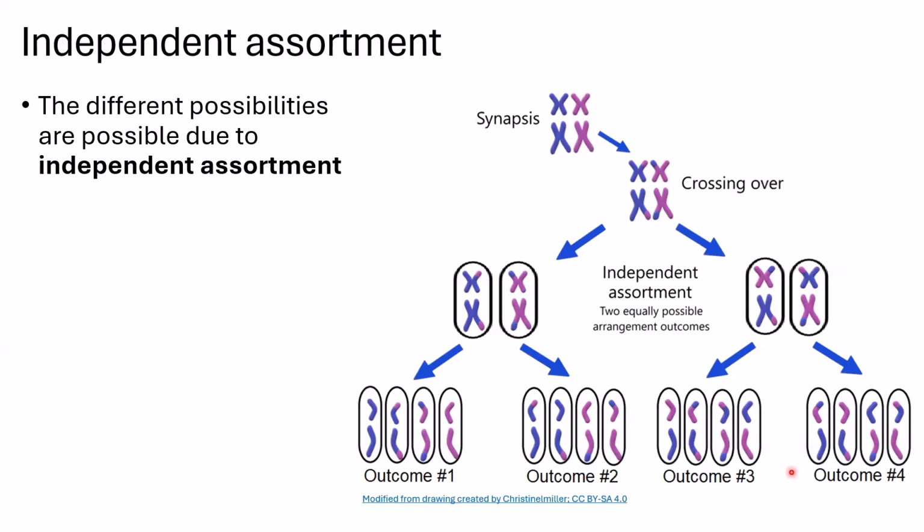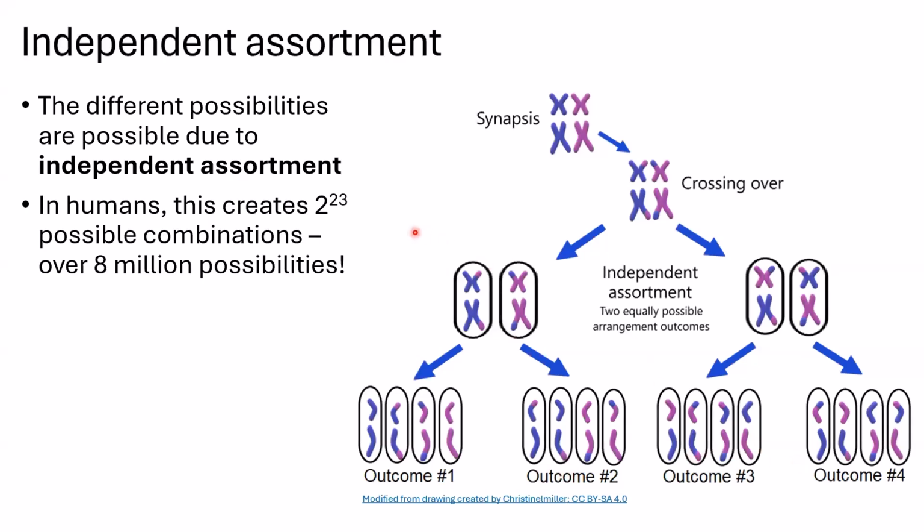For a diploid organism with 2 chromosomes, like in this diagram, there are 4 total possibilities. Humans have 23 unique chromosomes, so there are 2 to the power of 23 possible combinations, which comes out to over 8 million possibilities. Like crossing over, independent assortment contributes to the genetic diversity that humans have.